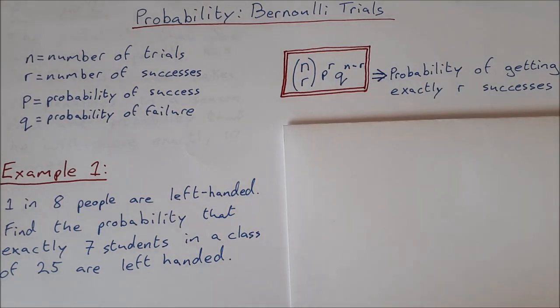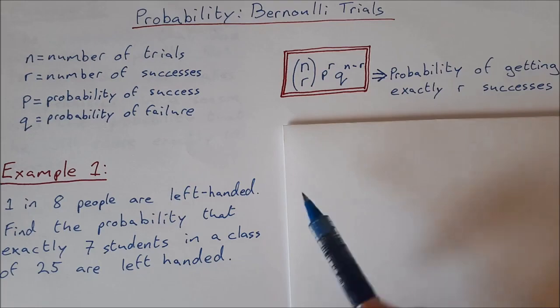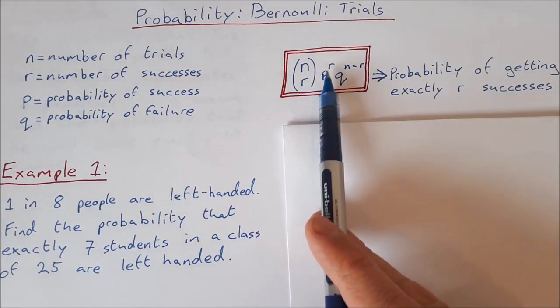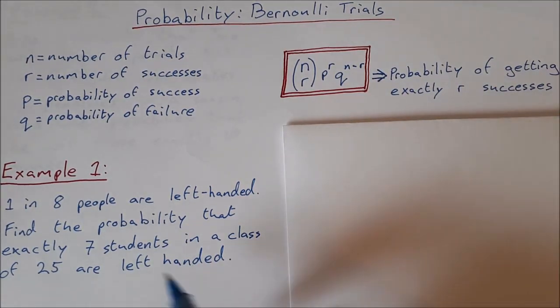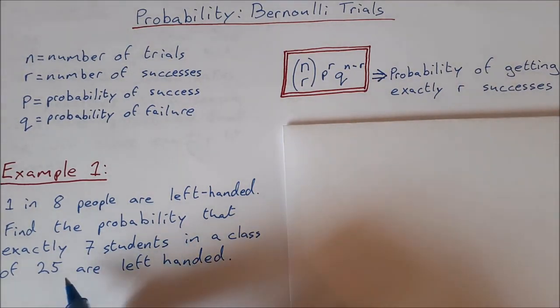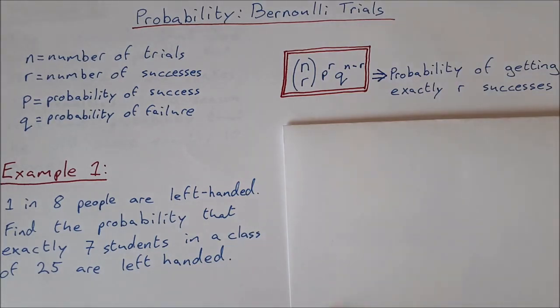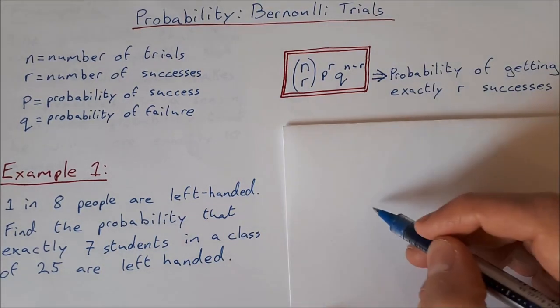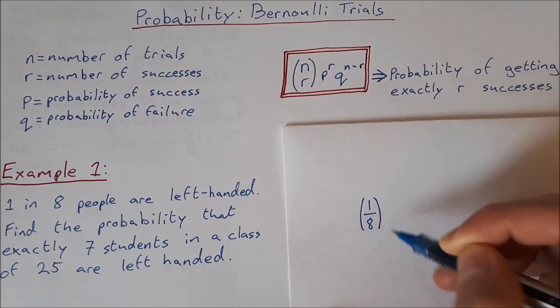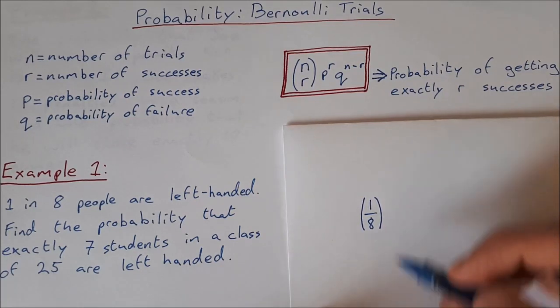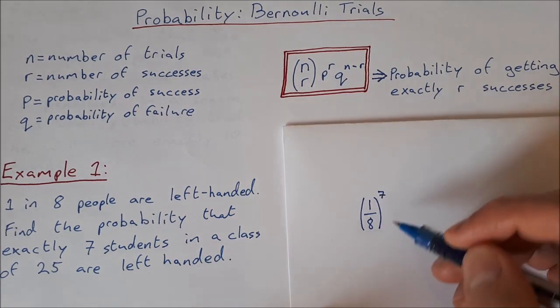So in my first example here, it says 1 in 8 people are left-handed. Find the probability that exactly 7 students in a class of 25 are left-handed. So instead of going and seeing what is n or p or q, what I do is the following. I look at, well, what do I want? I want 7 students to be left-handed. What's the probability of being left-handed? The probability of being left-handed is 1 in 8. Now, I want 7 students to be left-handed, so I'm going to put that to the power of 7.